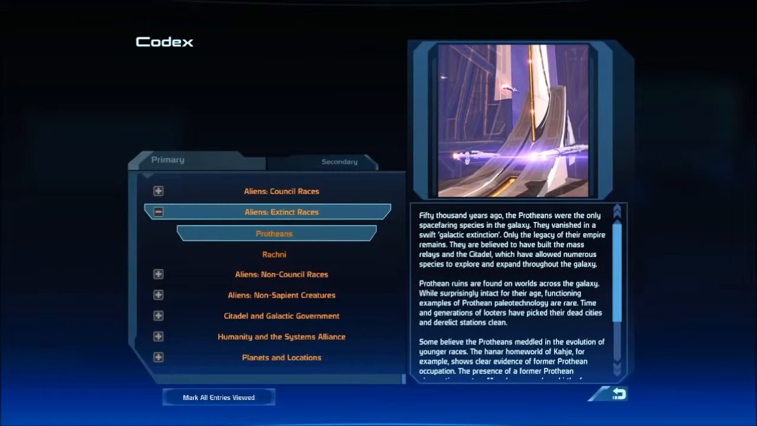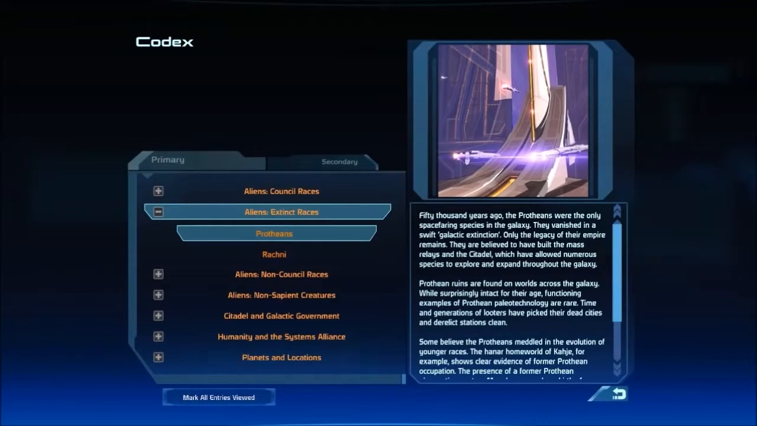50,000 years ago, the Protheans were the only spacefaring species in the galaxy. They vanished in a swift galactic extinction. Only the legacy of their empire remains. They are believed to have built the mass relays and the Citadel, which have allowed numerous species to explore and expand throughout the galaxy. Prothean ruins are found on worlds across the galaxy.